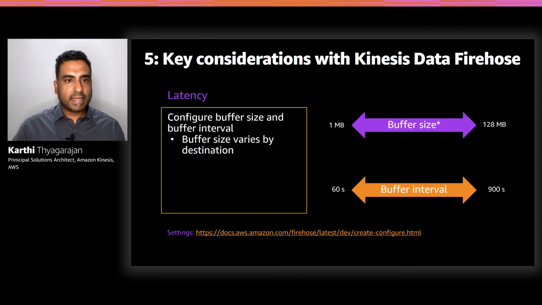If you set these settings to their lowest values, then you can imagine how latency is reduced. With that said, I should emphasize that if you want latency to be in the single-digit seconds or lower, then I would recommend that you use Kinesis data streams along with one of the processing options I mentioned earlier. And you can actually look at the settings associated with these two, buffer size and buffer interval, in the link that I've included in this slide deck.